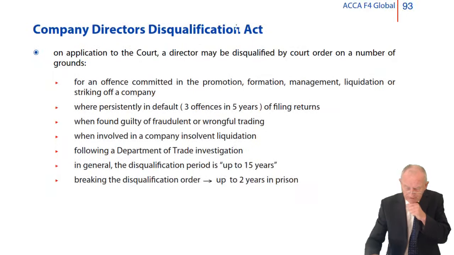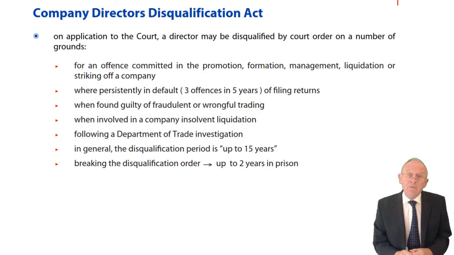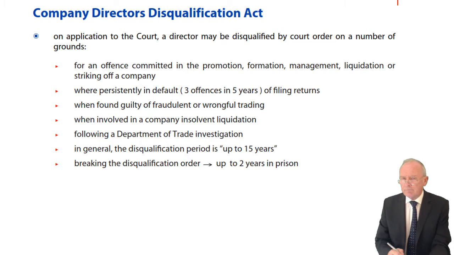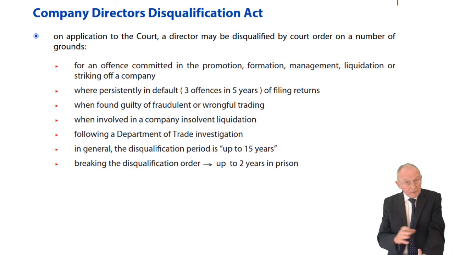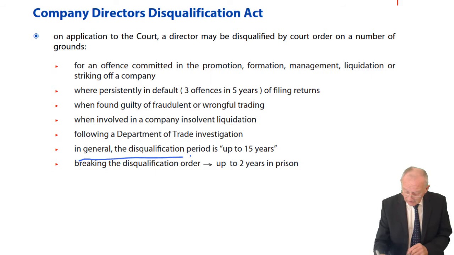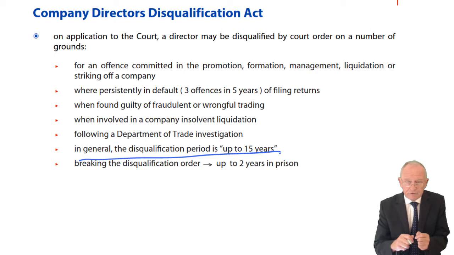Company director's disqualification. This again is relatively new in the UK. There used to be provisions whereby directors could be disqualified, but now there is a register maintained. The registrar of companies maintains a register of banned directors. That's directors who have been banned, not the directors of a musical group, a band. So a register of banned directors. An application to the court: the court may determine that a person shall be disqualified as a director on a number of grounds. And essentially, in general, the disqualification period is up to 15 years. It tends to be something like 5 to 15, disqualified for a period of time not less than 5, not more than 15. But just accept that generally it's a period up to 15 years.